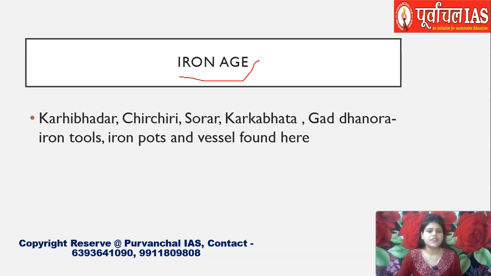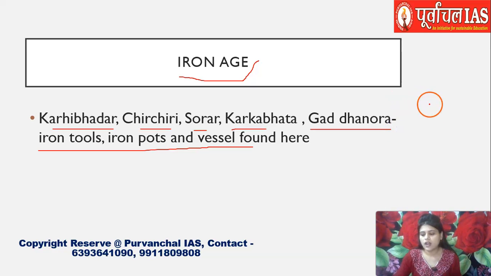So we have got certain iron tools and iron pots and vessels in Chhattisgarh also from places like Karhi Badar, Chirchiri, Sorar, Karka Bhata, Gardhanora. These are all places which give the evidences. Okay, so you have to remember this. Basically, these are places of the Durg division.